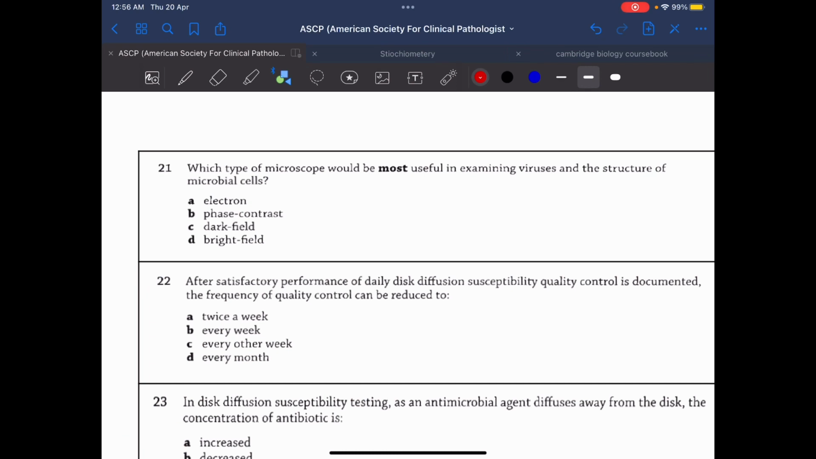Question number 21. Which type of microscope would be most useful in examining viruses and the structure of microbial cells? Electron microscope, phase contrast microscope, dark field microscope, bright field microscope. Due to the small size of viruses, they are not visible using a light microscope. The electron microscope is used to examine viruses and the internal structure of microorganisms. So the correct answer is the electron microscope.